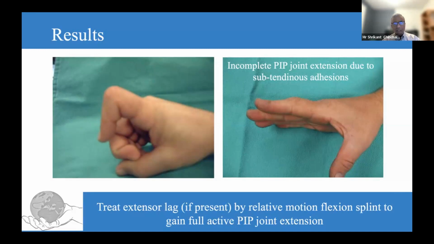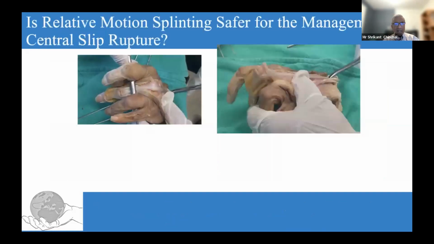So therefore, to treat extensor lag, if present, the patient should be fitted with the relative motion flexion splint to gain full active PIP joint extension so that the intricate relationship between the medial bands of intrinsics, the lateral bands and their retention dorsal to the anatomical axis of rotation, and excursion of the central slip is well maintained through the management that I've described.